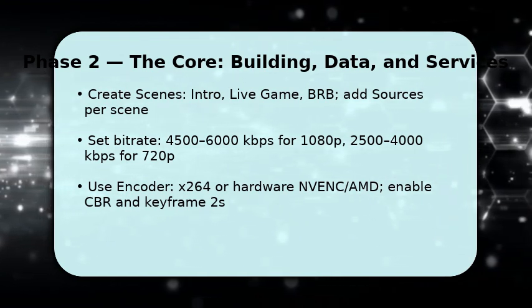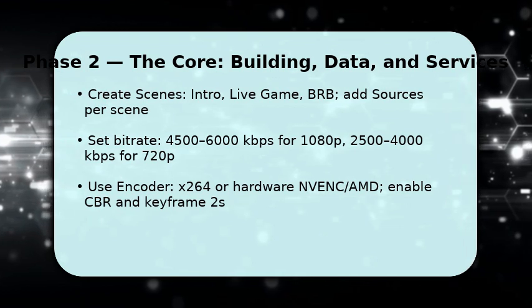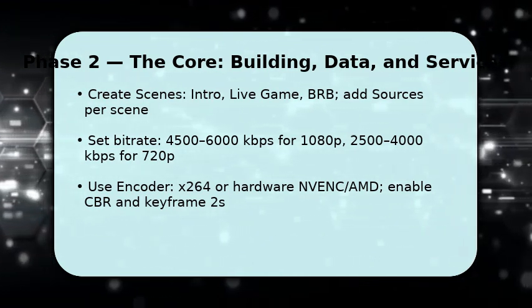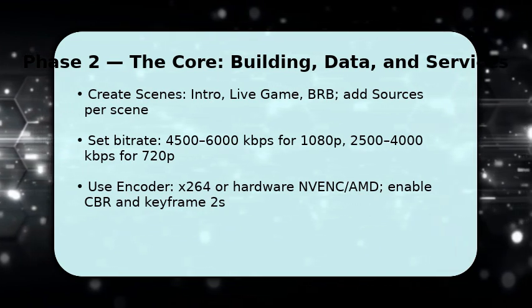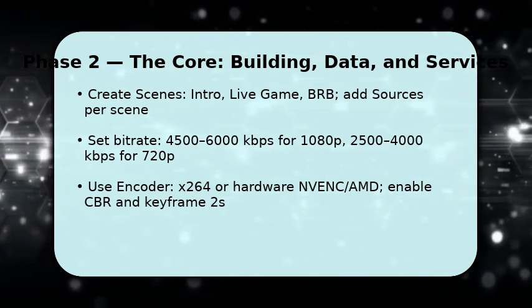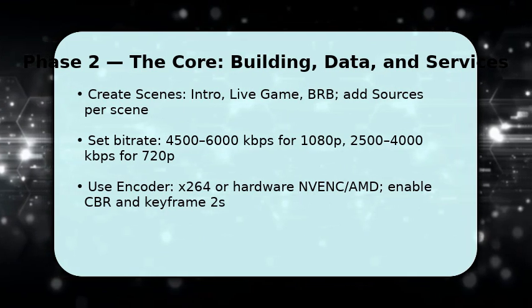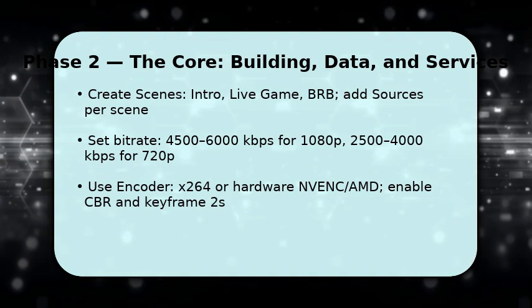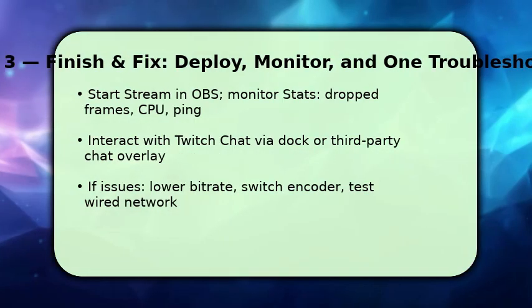Next, set bitrate based on resolution and upload speed, then pick CBR with a 2-second keyframe interval. Twitch expects that, and it stabilizes viewer playback. Also add an audio mixer preset, route desktop and mic, and lock source positions to avoid accidental moves. You're ready to go live.